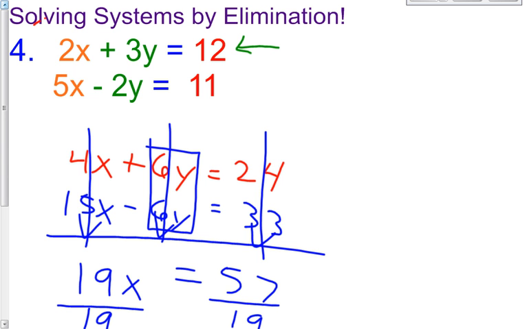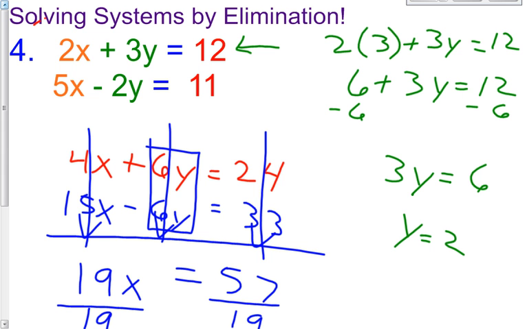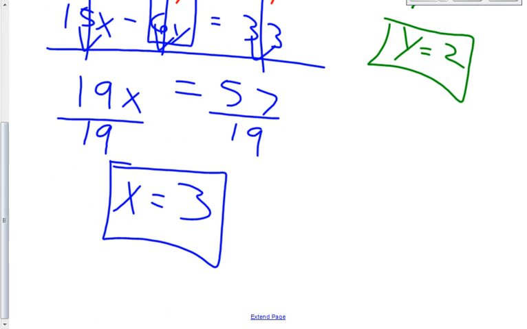I'll put the 3 that we got for x into this one. 2 multiplied by x, which we said x equals 3, plus 3y equals a positive 12. Solving, 2 times 3 is 6. Plus 3y equals 12. Subtract the 6. 3y equals 6. Divide by 3. y equals 2. So you have found your answer. x equals 3 and y equals 2.